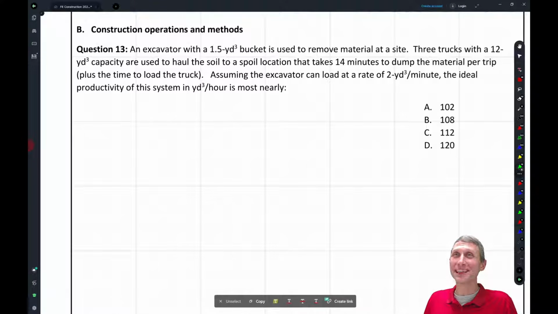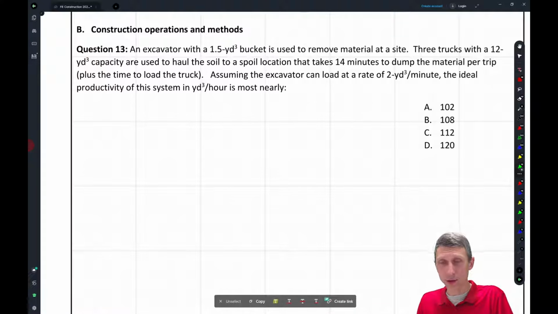So where do we go next? The construction operations. Again, this question is inspired by the NCEES sample questions. NCEES puts out about 10 sample questions, and they have one that's similar to this. I used theirs a little bit just to get an idea. This is interesting because if we're looking at productivity, we have to look at how many pieces of equipment we're going to put on site to keep everybody busy and productive. So we have an excavator with a 1.5 yard bucket, used to remove soil at a site.